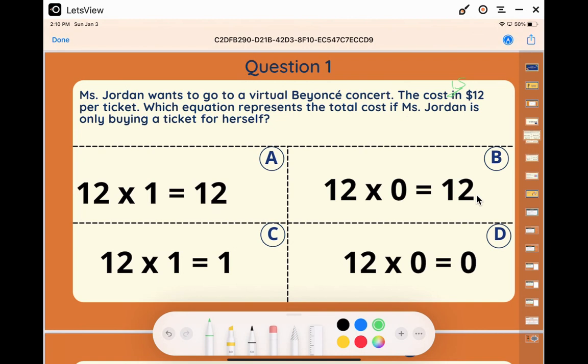I'm going to read it one more time. Miss Jordan wants to go to a virtual Beyonce concert. The cost is $12 per ticket. Which equation represents the total cost if Miss Jordan is only buying a ticket for herself? Is it A, 12 times 1 equals 12, B, 12 times 0 equals 12, C, 12 times 1 equals 1, or D, 12 times 0 equals 0? Please answer on the Nearpod at this time.